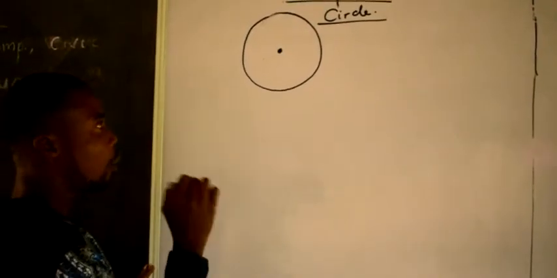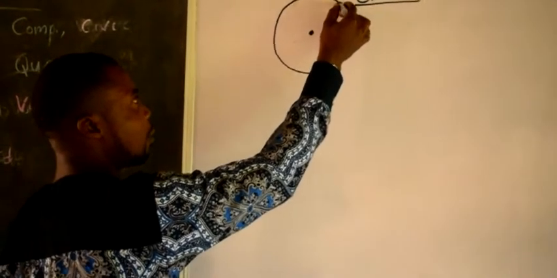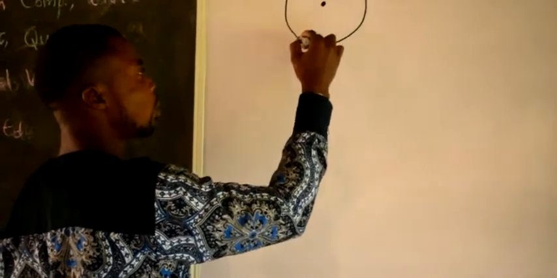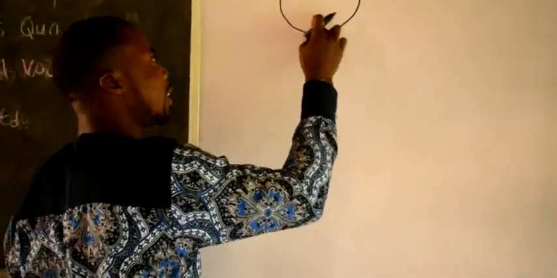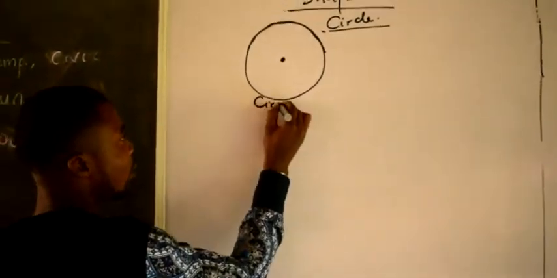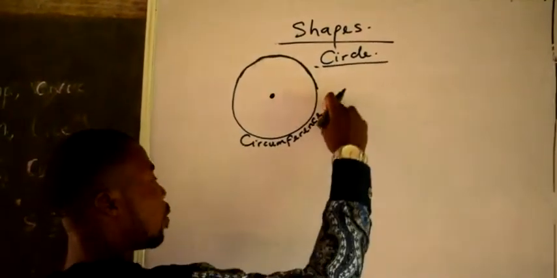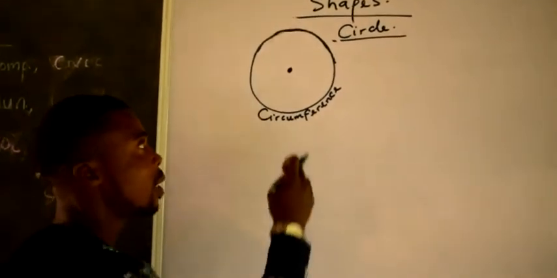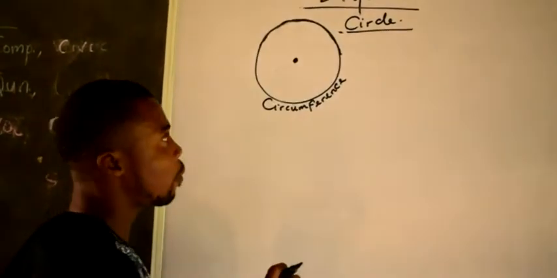If you look at this layer, starting from here, roundabout, down to this place, this line is called the circumference. That is part number one. The line around the circle, we call it the circumference.